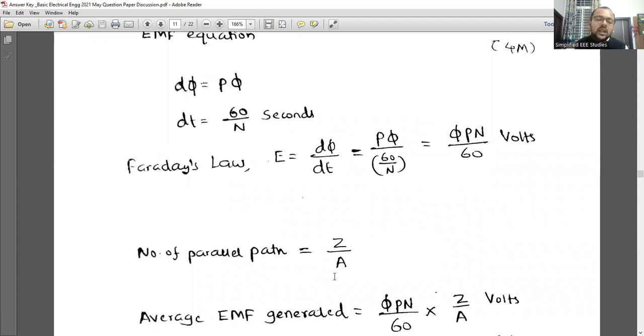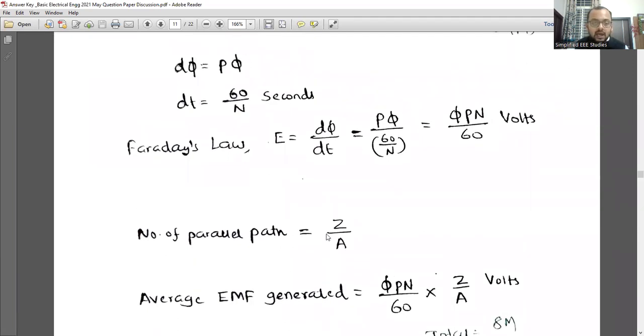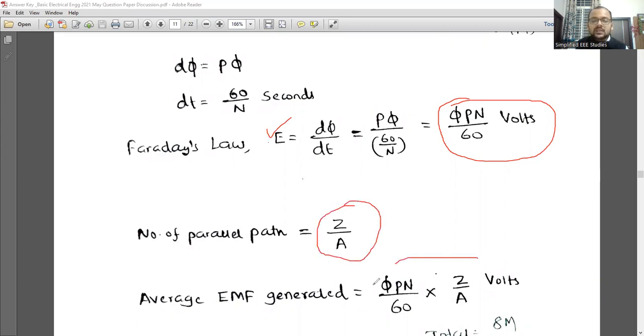Yes. Now, what about the average EMF generated? Our average EMF is nothing but you have to multiply these two components. One is φPN/60 volts, that is E average. That will be multiplied with the number of conductors per parallel path. Obviously, this will be the ultimate answer.